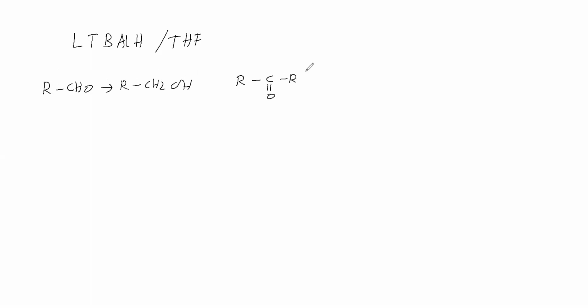Next reaction we'll see. We'll take a reducing agent: lithium tri-tertiary-butoxy aluminum hydride in THF solvent. With this reducing agent, aldehyde is converting into primary alcohol, and ketone is converting into secondary alcohol.